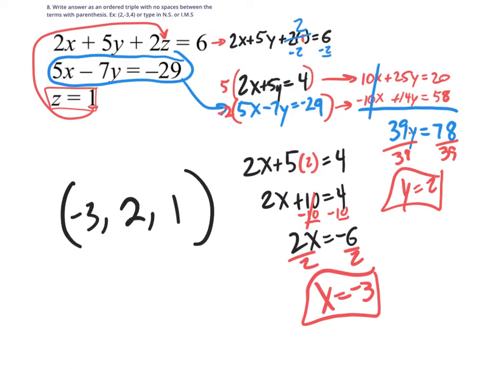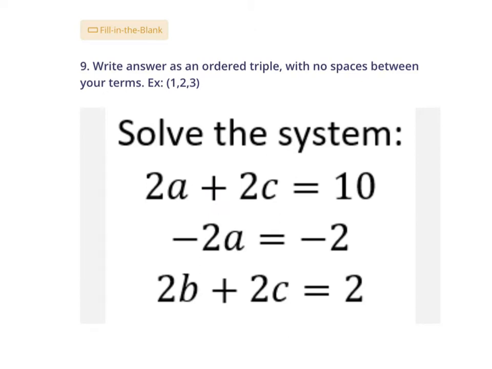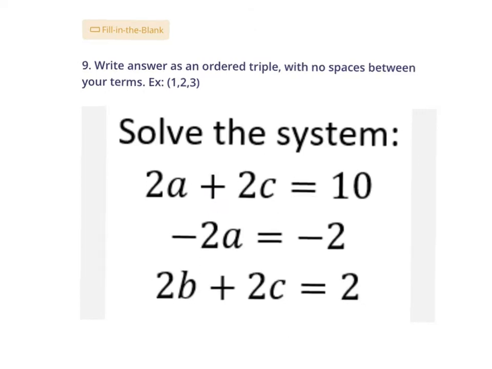And I believe on the practice question, on the practice final, you actually have to type it in like this, alphabetical order, with no spaces between your terms. So that's your answer for this one. Let's take a look at this one also. This is solving systems as well.